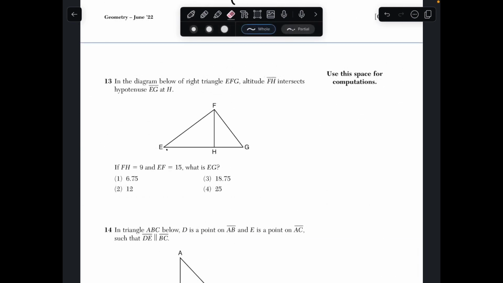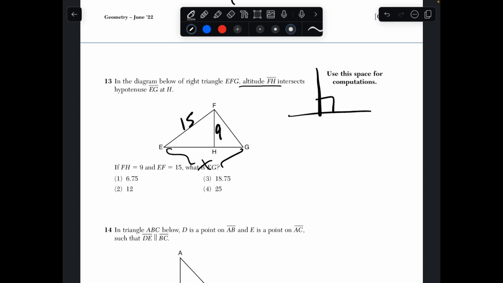Question 13. In the diagram below of right triangle EFG, altitude FH intersects hypotenuse EG at H. FH equals 9, while EF equals 15. What is EG? Now, looking at this problem, you have to know what an altitude is. An altitude is a line that meets another line at a right angle. So you have to know these are right angles, and if you read the problem, you would know that this is also a right angle. So we're kind of dealing with similar triangles that are right angles.